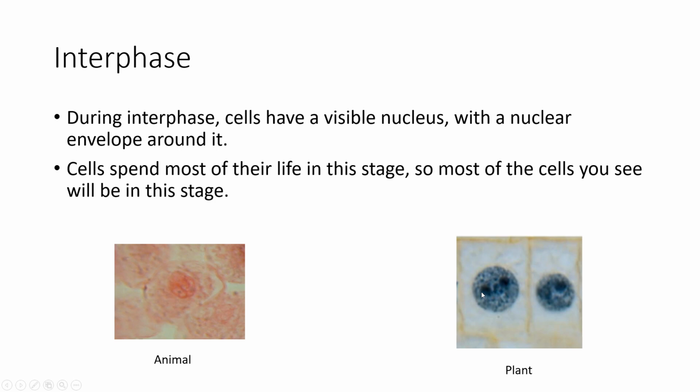So if you can see a nucleus and a nucleolus or two, then again, you know that that cell is in interphase. The other thing is, since the cell spends about 90% of its life cycle in interphase, almost all the cells that you're going to see are going to be in this phase. So if you get lost or stuck, chances are the cell's probably in interphase.